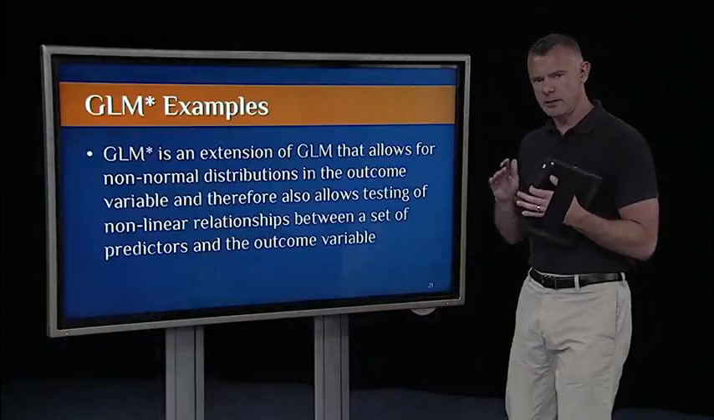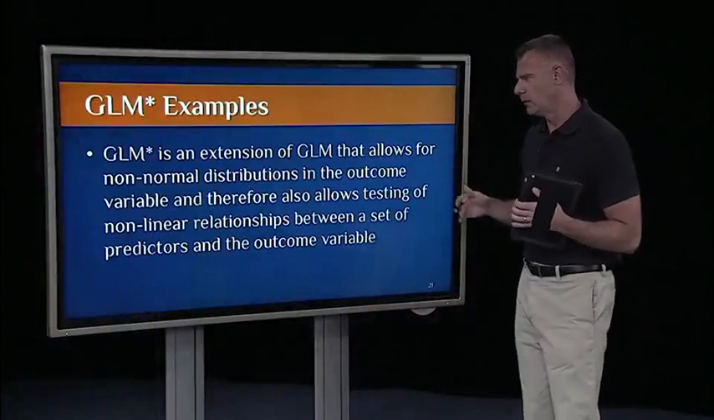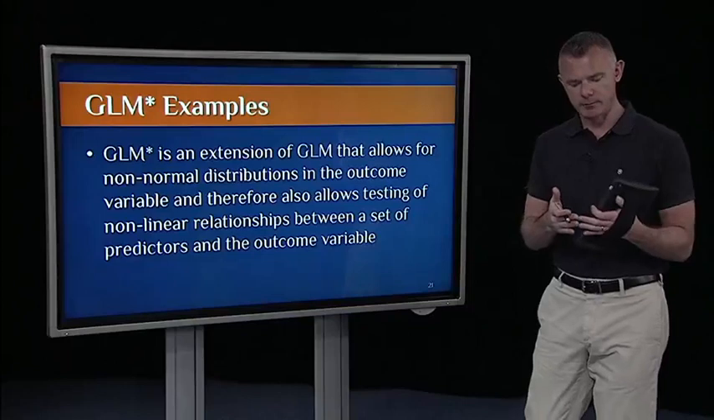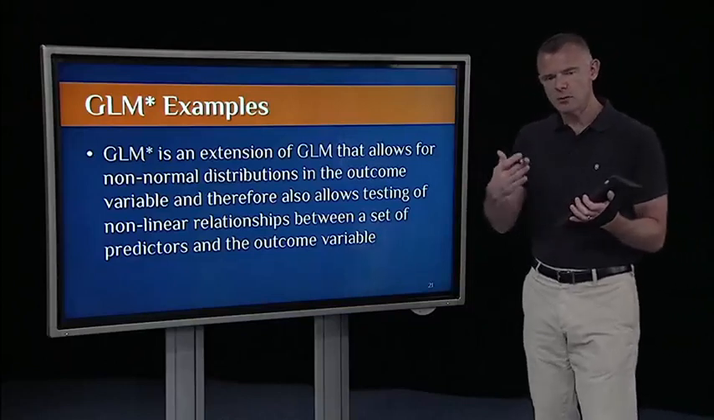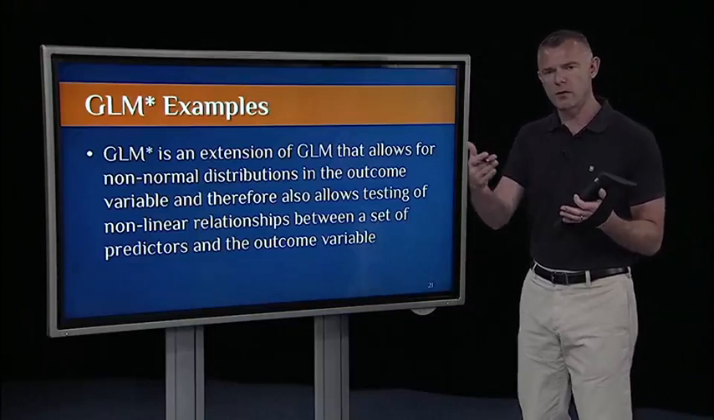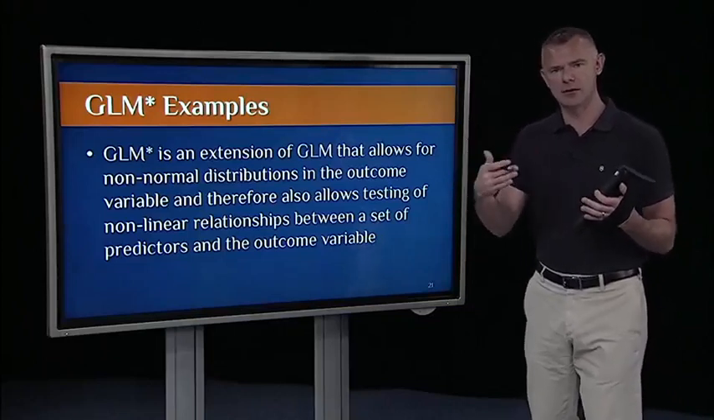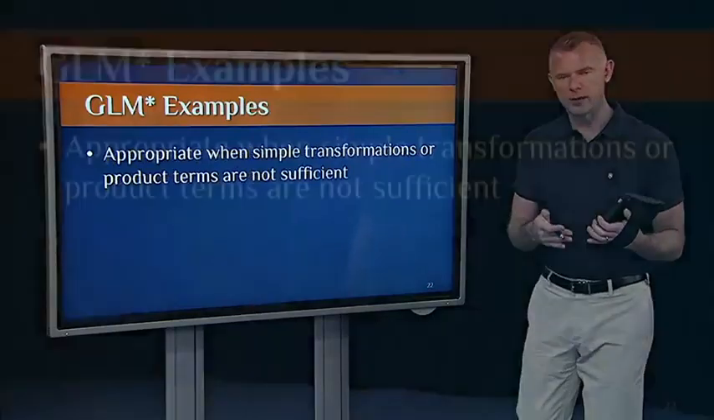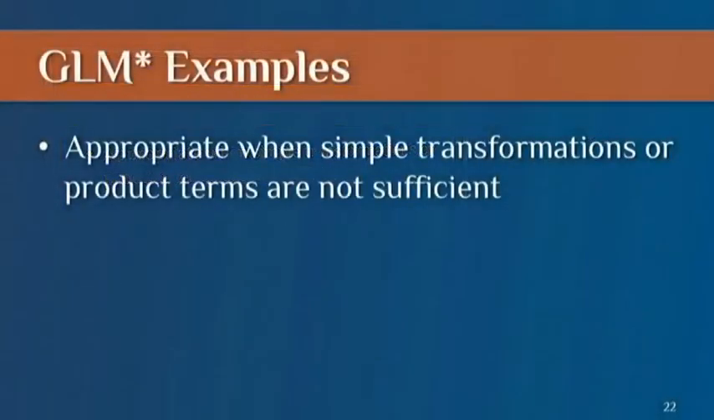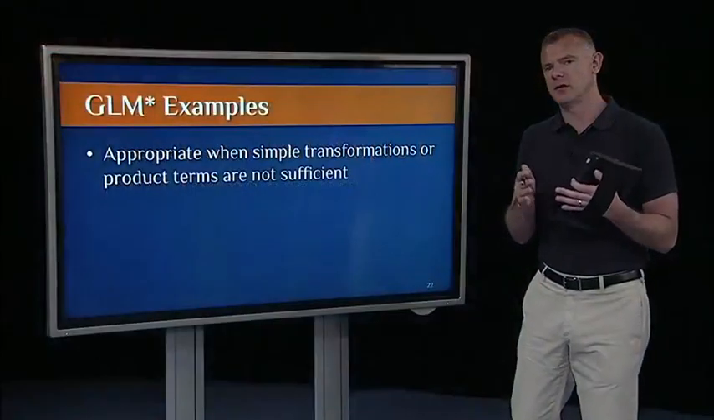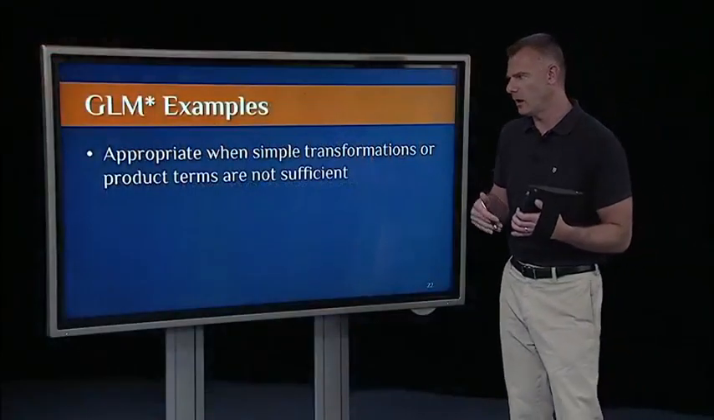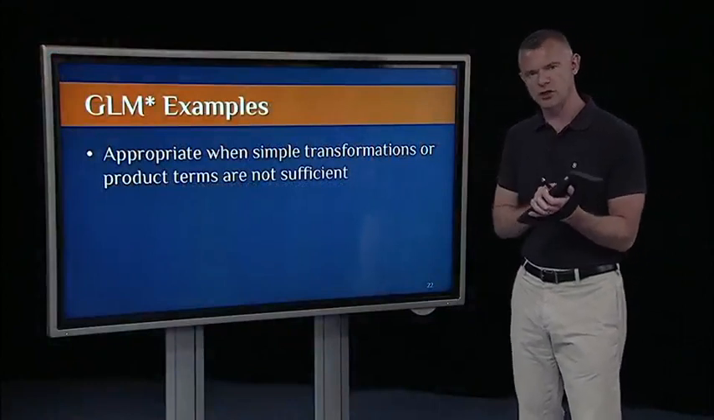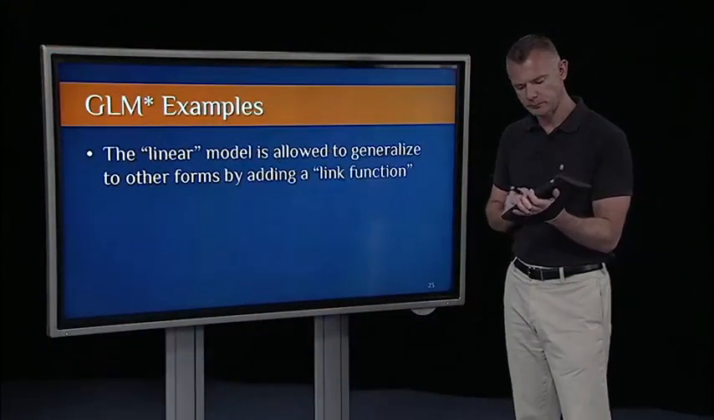So remember that GLM star, the generalized linear model, is just a simple extension of GLM that allows for non-normal distributions in the outcome variable and therefore allows us to test nonlinear regression models. It's appropriate when simple transformations or quick fixes or product terms in the GLM just won't satisfy the complex data that we're dealing with. We have to move to this more generalized linear model.